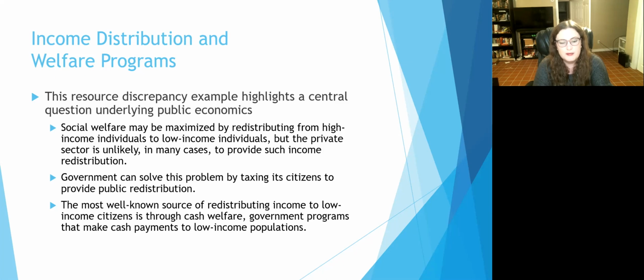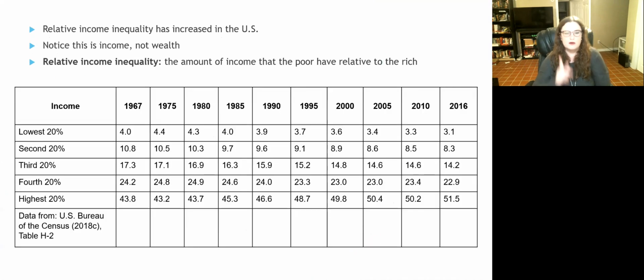So, for example, the most well-known source of redistributing income to low-income citizens is just cash welfare transfers, right? Where there are different government programs that might make cash payments to low-income populations to try to help them build and at least get the resource allocations to be able to continue their growth path, right? So let's think about some US data, because we're in the US and we're studying national public economics.